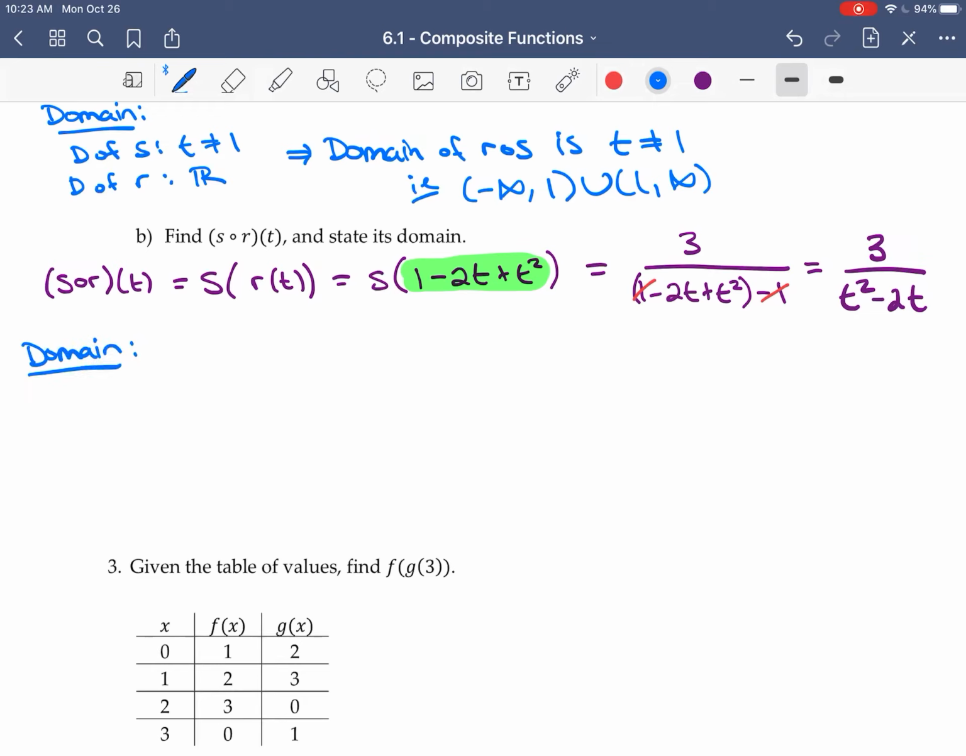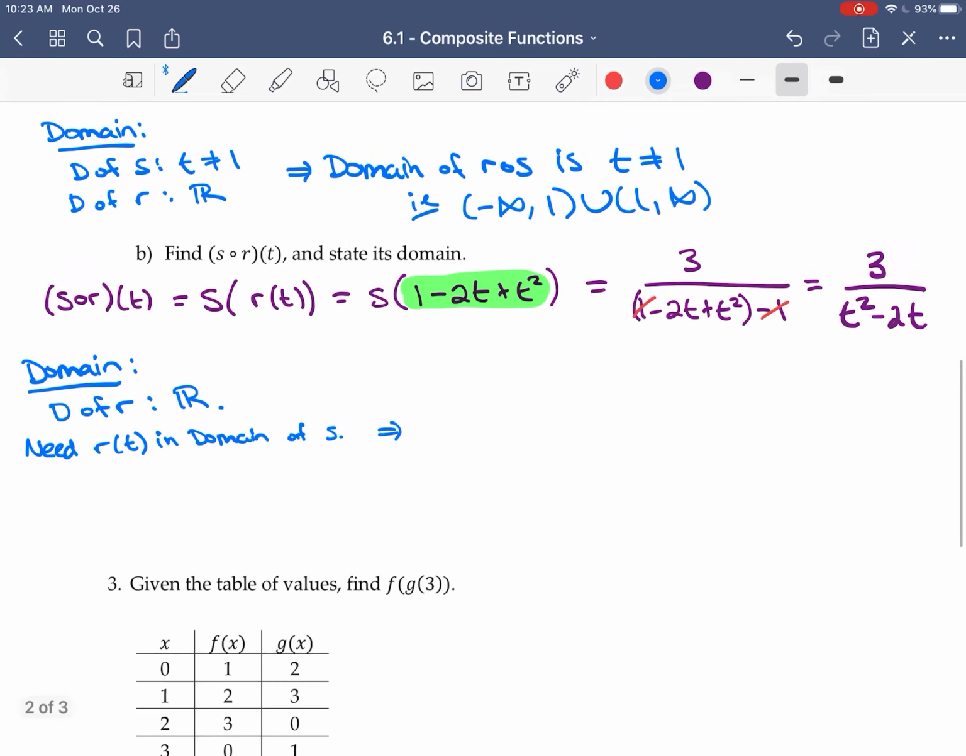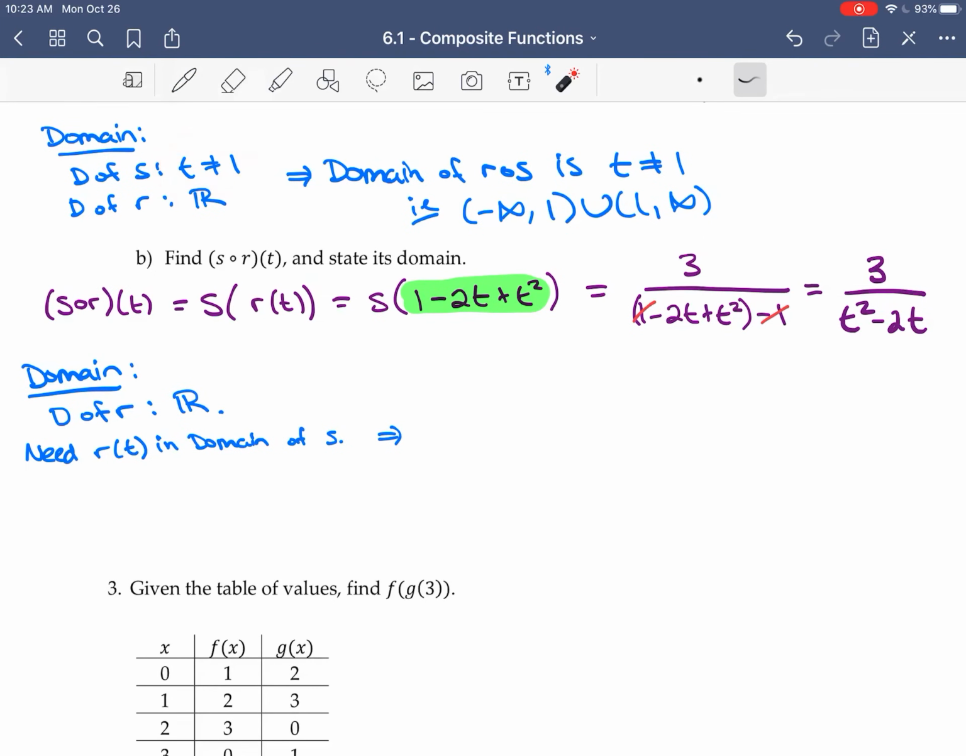so we want the t values to be in the domain of R, which is all real numbers. Okay, so we have everything so far. But now we also need r of t to be in the domain of S. Okay, so what that means, so S has domain, we already have it up above, t not equal to 1. So what we need to do is we need r of t not equal to 1, because that's going to ensure that r of t is in our domain.